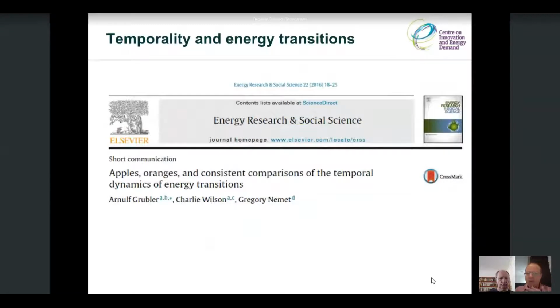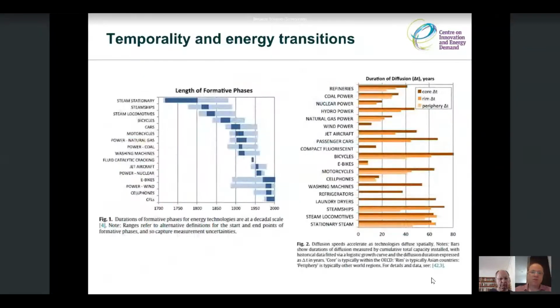And if you take a different focal point, which is what Grubler and Wilson and Nemeth have done here, it looks also bad for diffusion speeds of innovations. So what they've done here is they've plotted some basic devices, steamships, jet aircraft, washing machines, coal-fired power plants, across different dimensions.